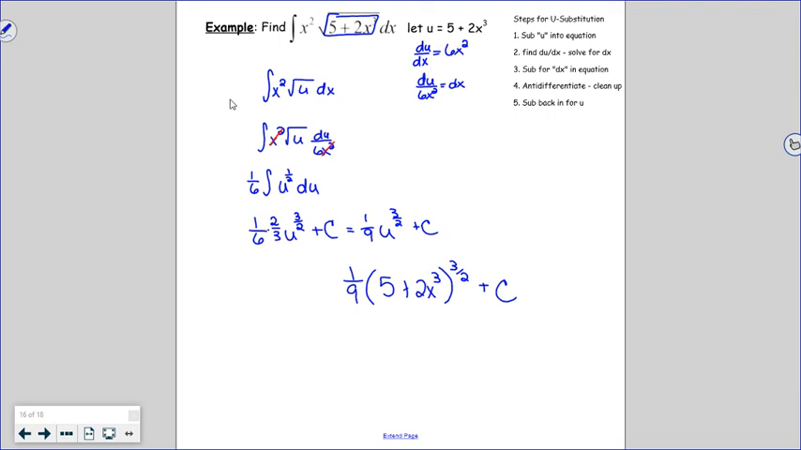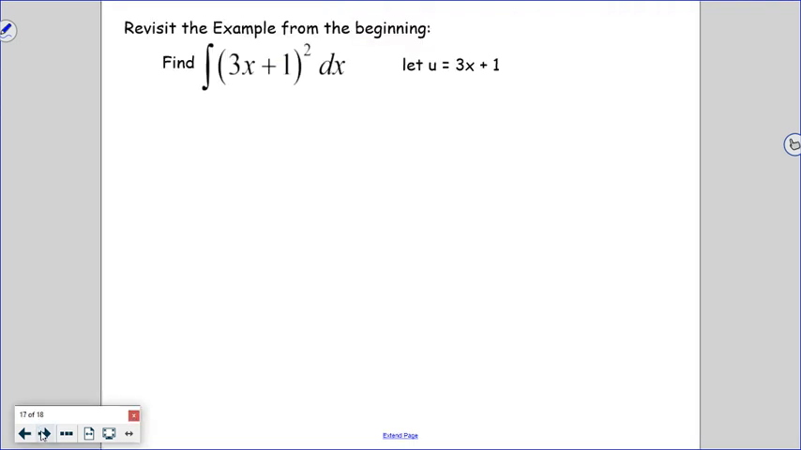Okay, so with that being said, try this last one. Matches the one we did at the beginning, which we did in 2 different ways, right? Try it using u substitution and see how that goes.